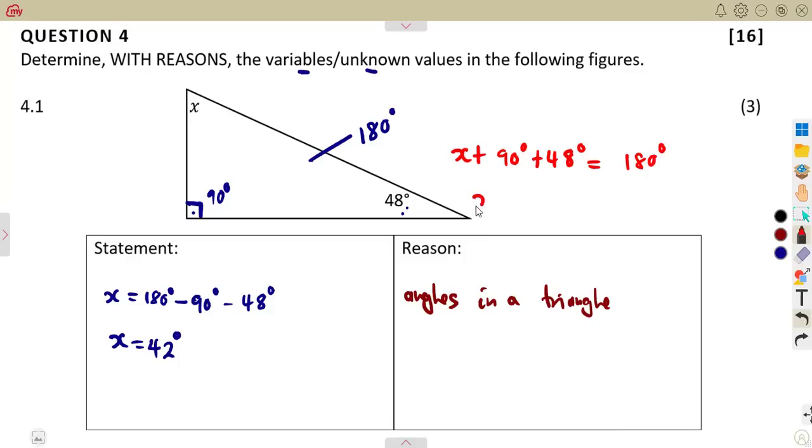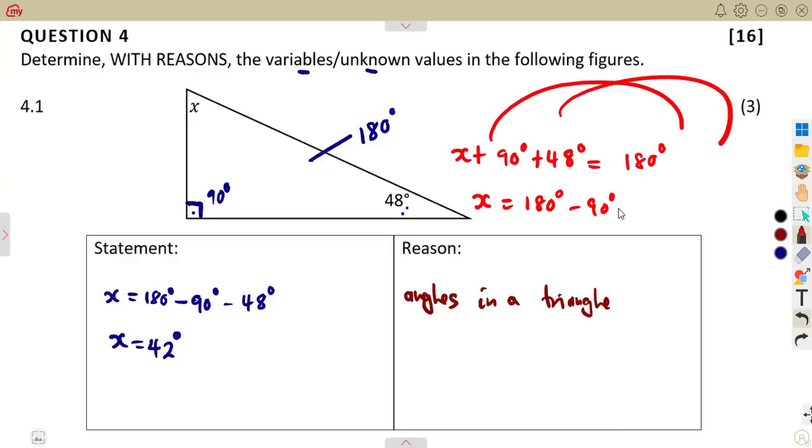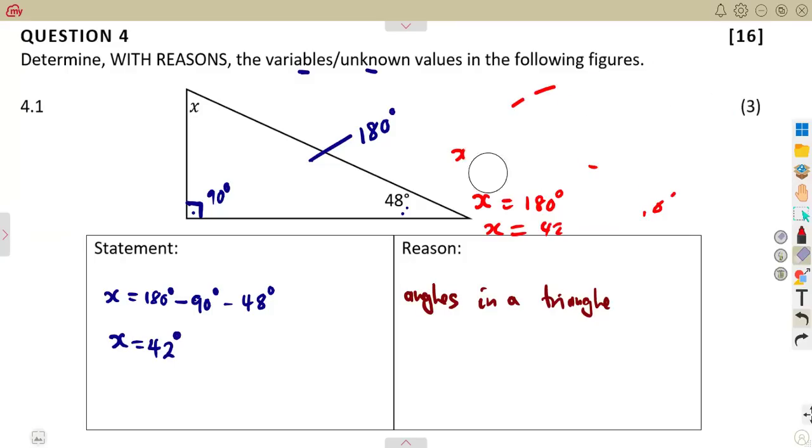Then you find x. Remember, you can take these angles to the other side. So 90 to the other side, it would be a negative, and 48 to the other side, it would be a negative. So still, you have got your x, which is 42 degrees. Or you could have simply calculated this x in this way.